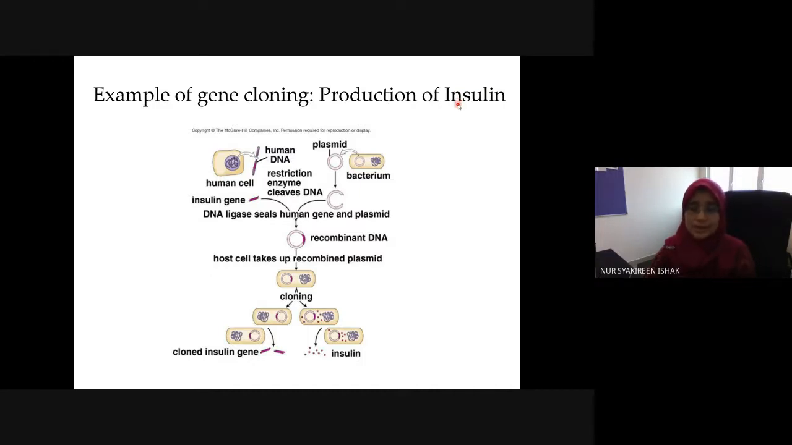Because it is made up of protein, in order to synthesize the hormone insulin, the information is coded within genes within the human genome. In the nucleus you have your DNA, and inside your DNA you have genes that code for the synthesis of insulin. So the gene that codes for the synthesis of insulin will be extracted from the human cell.